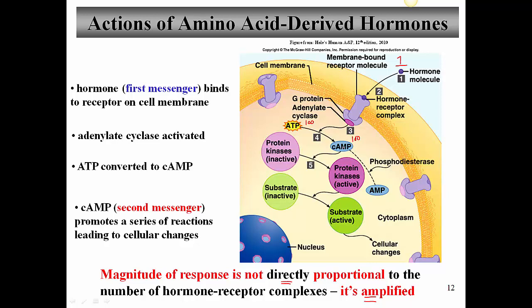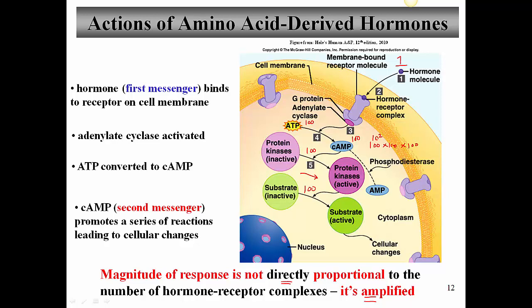And in turn, let's say that each cyclic AMP molecule could cause 100 conversions that we see in step 5 here. In other words, a protein kinase that's inactive is now being activated by each of these cyclic AMP molecules. And let's imagine that each of the protein kinases that becomes activated can now activate 100 substrates of some sort. That would be an effect inside the cell of 100 times 100 times 100.